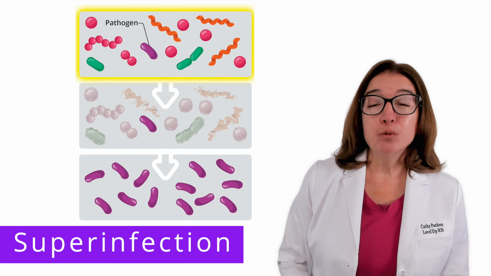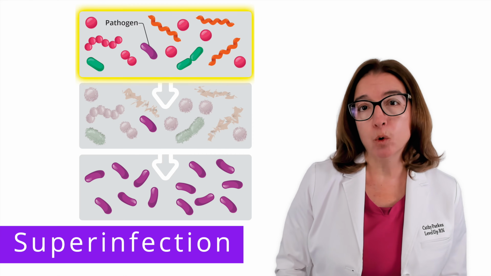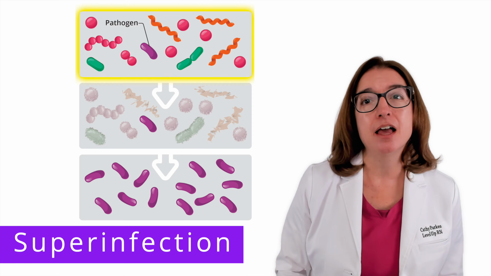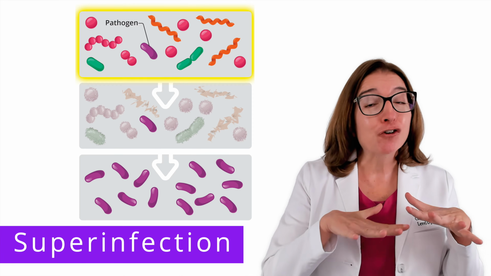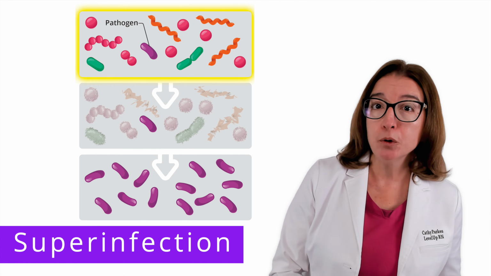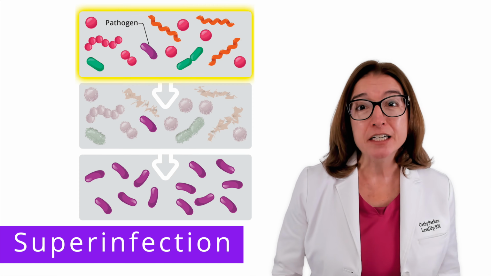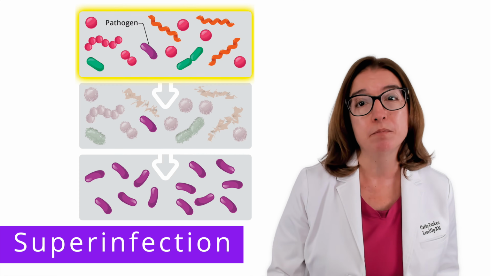In the top image, we have a normal microbiome, which contains a variety of microorganisms such as bacteria and fungi. And all that variety helps to keep our opportunistic pathogen, shown in purple, in check because there's just not enough space or nutrients for the pathogen to grow and multiply.